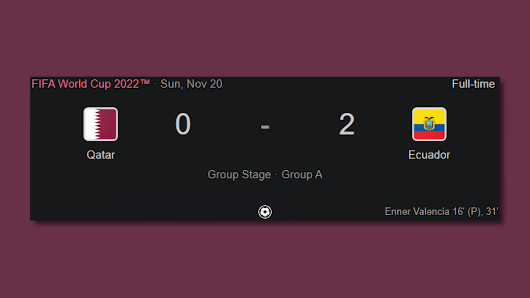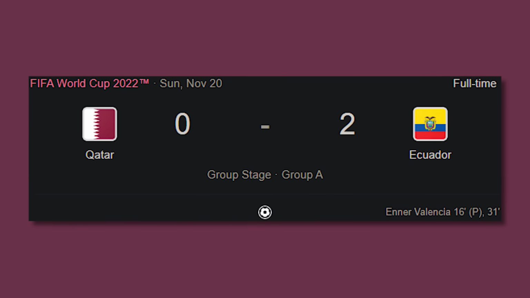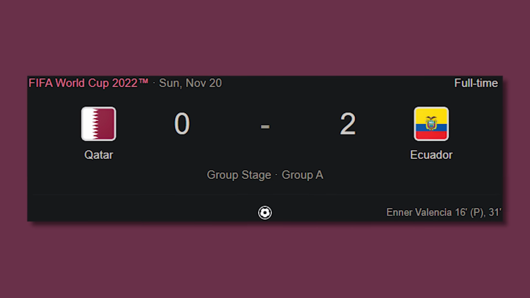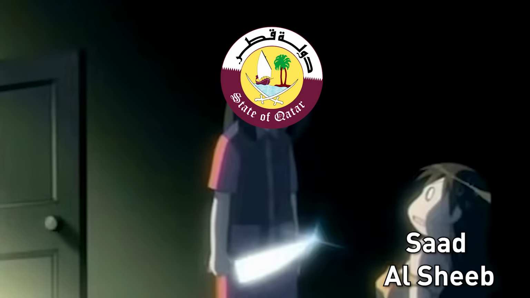And they paid the price again when Enner Valencia, turning back the clock, scored his second in the 30th minute. Ecuador went on to win this one 2-0, a great way to start their campaign. On the other hand, Qatar becomes the first host to ever lose their opener. The next day we had 3 matches, but we started out with England vs Iran in Group B.